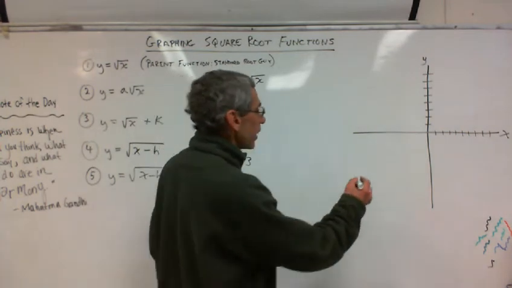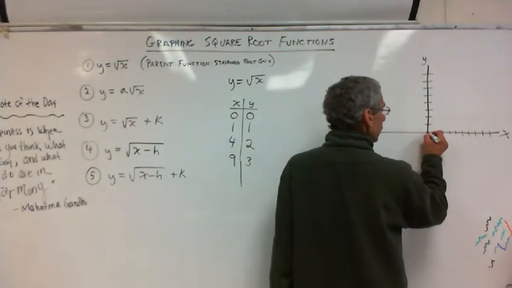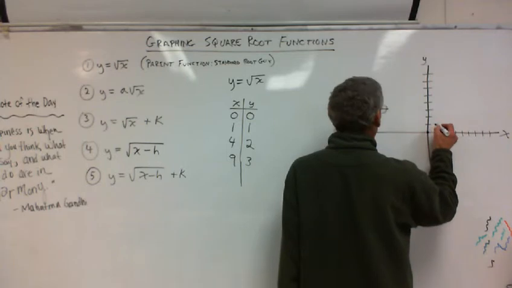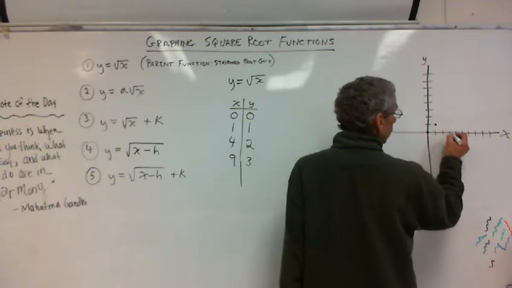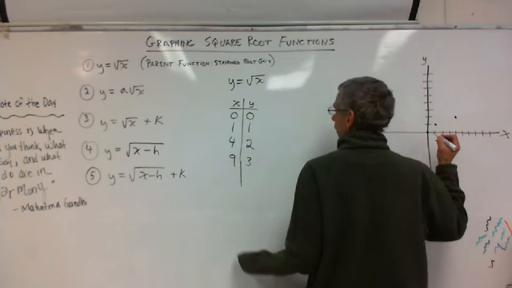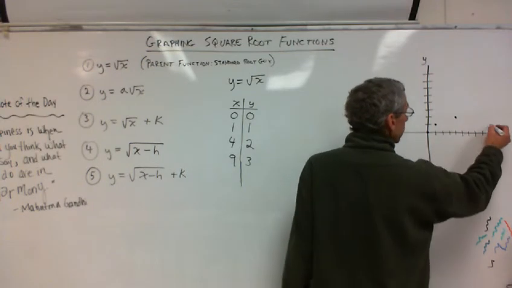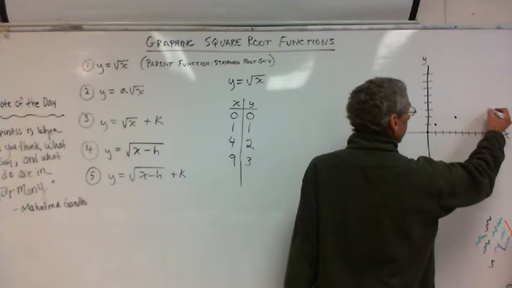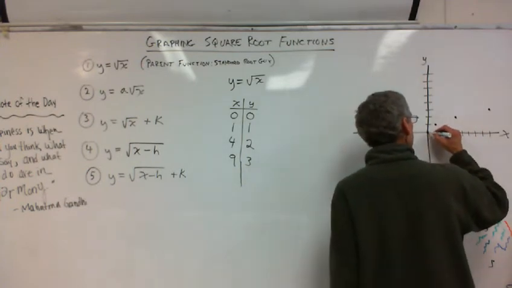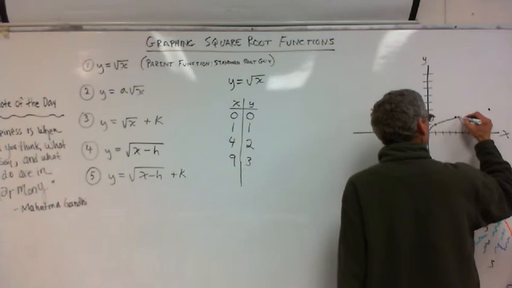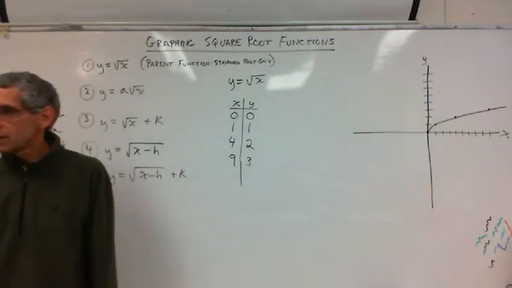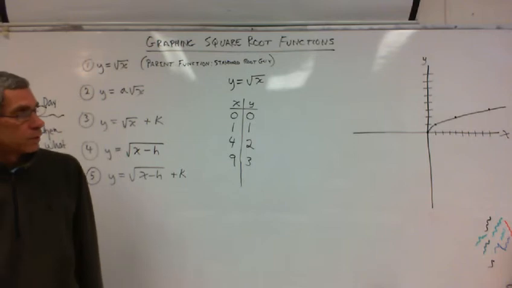Okay, so now let's plot it. So 0, 0, boom. All right, 1, 1, boom, right there. 4, 2: 1, 2, 3, 4, up 2, right there. Okay, 9, 3: this is 9, and there's 3, so right about there. Okay, so this is our graph. It's a sideways half of a parabola.